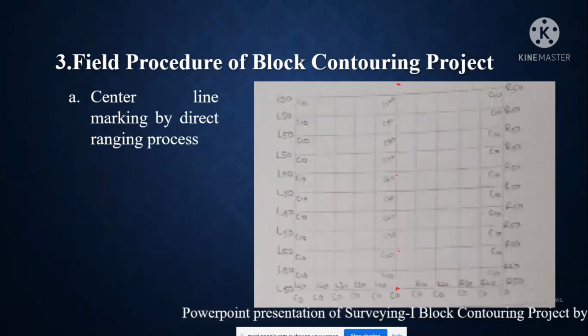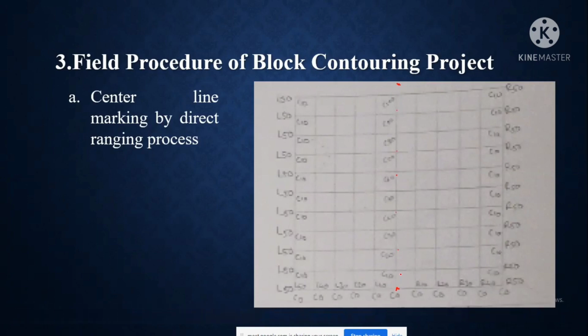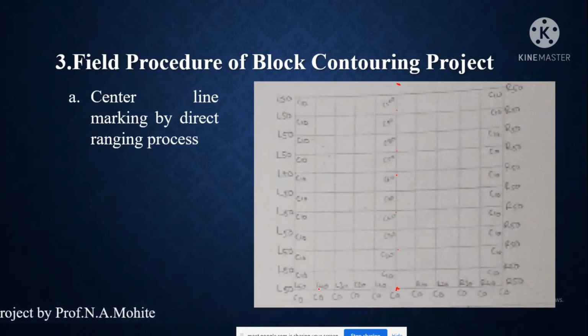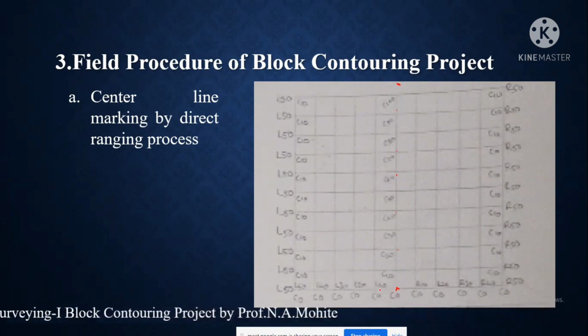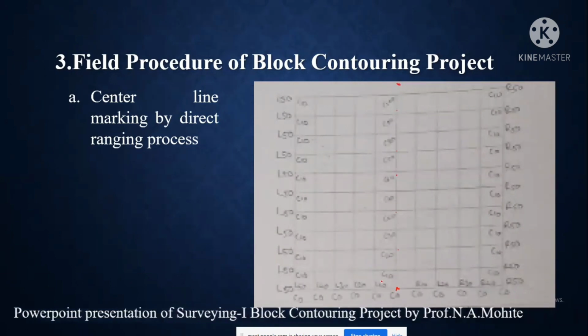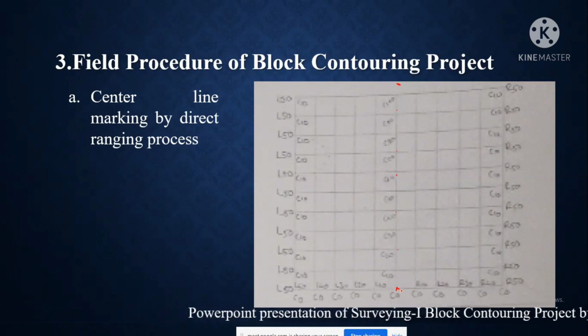And chits will be placed, initially C0, then by measuring the distance at an interval of 10 meters. In this block contouring project we will have a center line distance of 100 meters. On the left hand side it will be 50 meters and on the right hand side it will be 50 meters. The offsetting distance, or the size of each square, will be 10 meters by 10 meters. So first we'll mark the center line by the direct ranging process, in which the intermediate points will be marked.